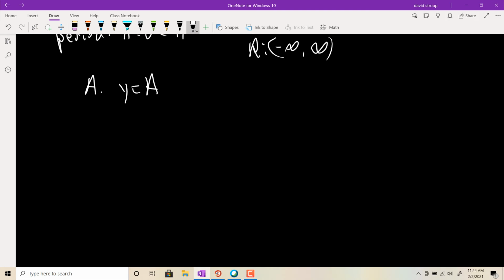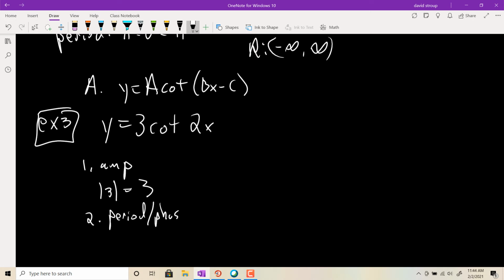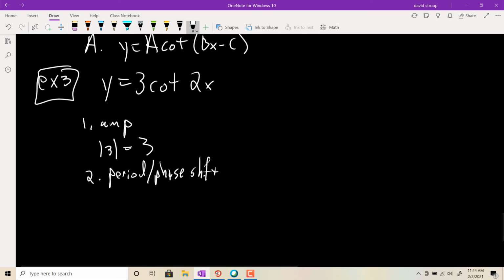Sorry about that. Okay, so graphing this thing, y equals a cotan of bx minus c. It works just like before. This is example 3 in the book. In particular, we have y equals 3 cotan of 2x. First the amplitude: that's just the number in front of cotan, the absolute value of it. Secondly, the period and your quote-unquote phase shift. Like I said, I don't know if they're still using phase shift, as that might apply only to sine and cosine, but I'm not sure.